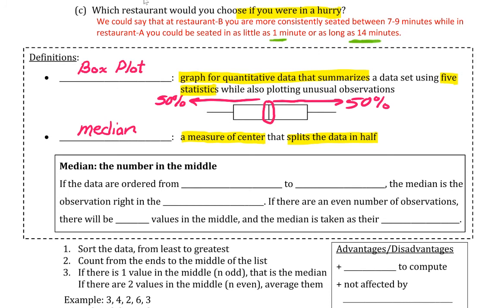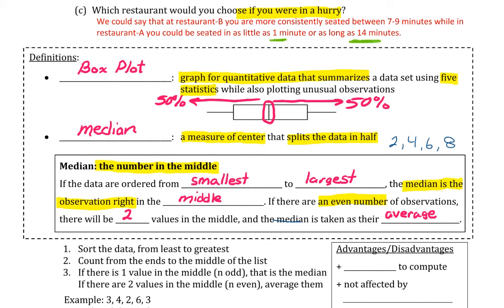Formally, we can say that the median is the number in the middle, so that if the data are ordered from the smallest value to the largest value, you have to write your data in order. Then the median is the observation right in the middle. If there are an even number of observations, so like 2, 4, 6, or 8 data points, then there will actually be 2 values in the middle, and so the median is taken as the average of the 2 middle numbers.